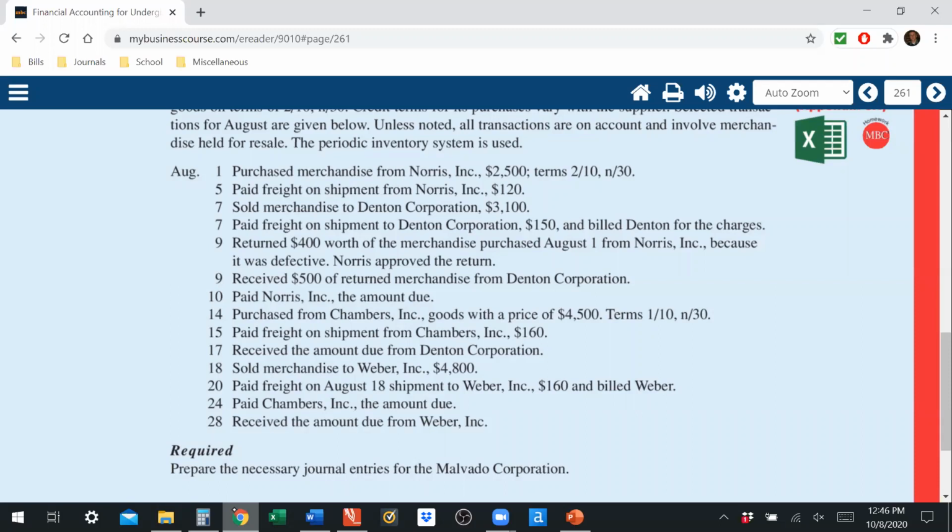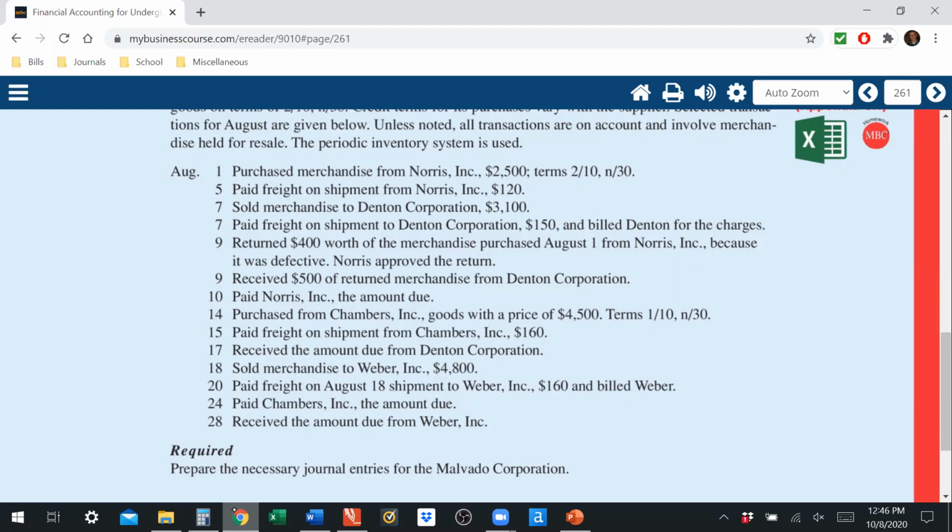You know, the August 5th transaction, it's shipping on what? It's stuff that we purchased that's coming to us from Norris. Debit freight in. Eventually those dollars will get put into our inventory account.